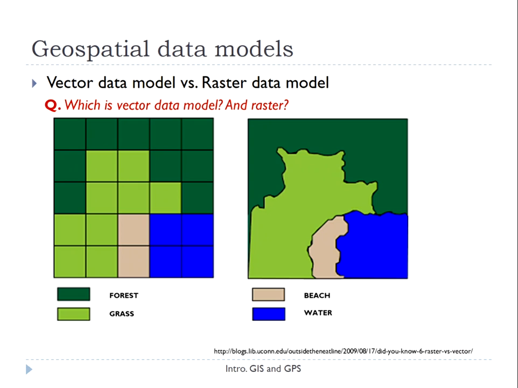So which of these two is the vector model? Which is raster? The one on the right is the vector model, which clearly shows the realistic boundaries and shapes of geographic objects, while the raster on the left uses cells. Good job.